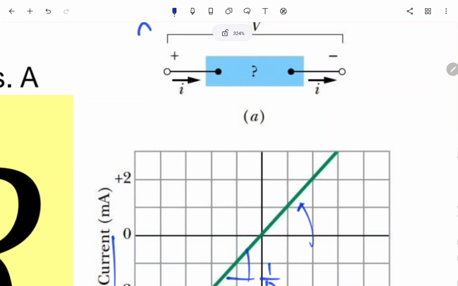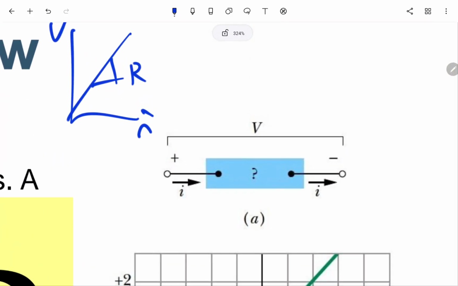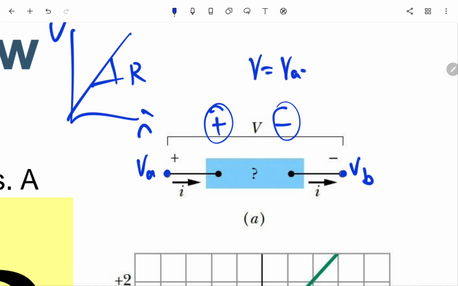Just as I mentioned last time, every time we define a V, this side is higher, this side is positive, this side is negative, which means V will be the potential at this point subtracted by this point. Let's say this point is VA and this point is VB. So V will be VA minus VB, the positive terminal minus the negative terminal.